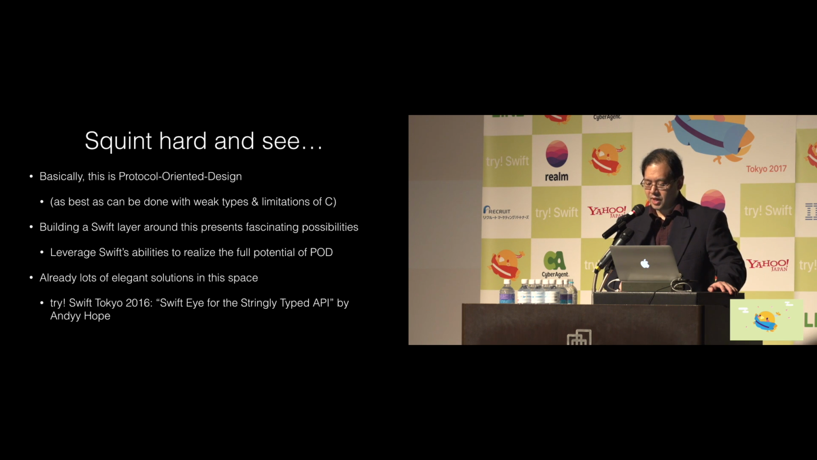While some people may not be able to look past the stringy API, basically this is protocol-oriented design, at least as best can be done within C's weak type system. So I think there are amazing possibilities for a Swift wrapper for IUP. There's already been a lot of talk in the Swift community about what if we could have a GUI API designed around protocol-oriented design. Well, here's a hidden gem that just needs some polish. And the great news is that the Swift community has already developed lots of techniques to build nice wrappers. For example, see last year's try! Swift talk, Swiftly Typed, for the stringly typed API.